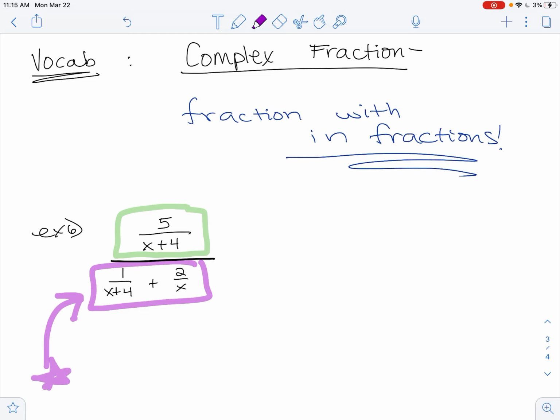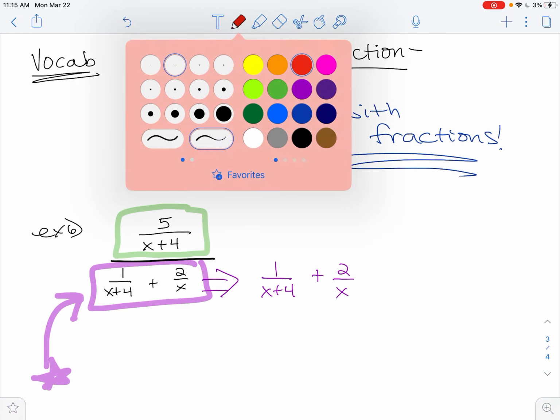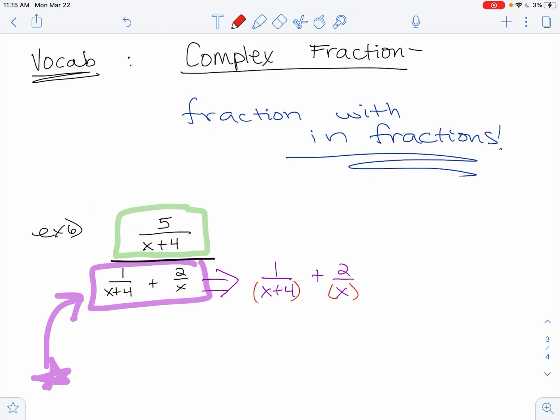So we're going to give this one some special attention. So let's just pull this one over, and we're going to deal with this one first. So if I've got 1 over x plus 4 plus 2 over x, I know if I'm going to condense this down to one fraction, I have to add 2 fractions, which means I need to find a common denominator. I see here, in order to make these the same, I need to multiply this side by an x and this side by x plus 4.